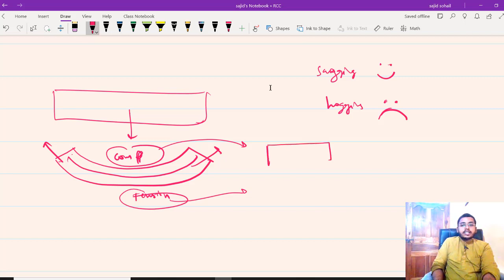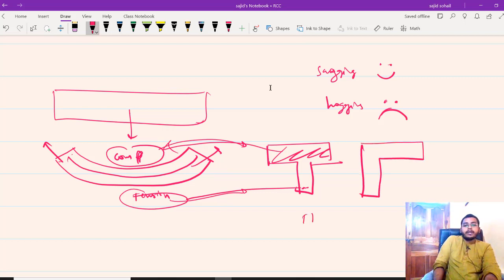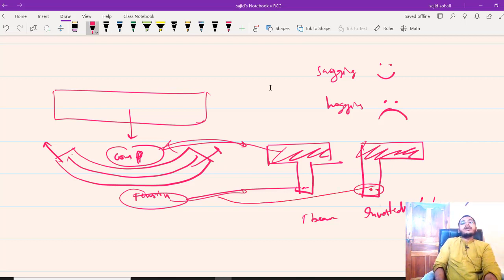So I can go for structures like a T-beam. Here in the top portion we have concrete, and in the bottom portion we have steel. Steel will take care of the tensile forces and concrete will take care of the compressive force. समझ में आ गया? Or I can go for an inverted L beam. So even in this case, concrete is above and my steel bars are somewhere below. Tension is taken by steel bars and compressive forces are taken by my concrete.